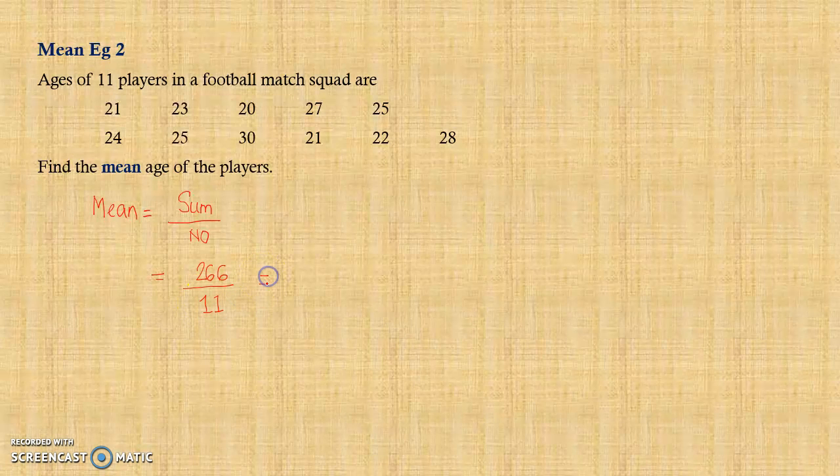This division is not an exact one, and when we perform the division, we get the answer as 24.1818. So as per the exam system, we round off this value to one decimal place, which comes to 24.2. So which brings us to the final answer that the mean age of the players is 24.2 years.